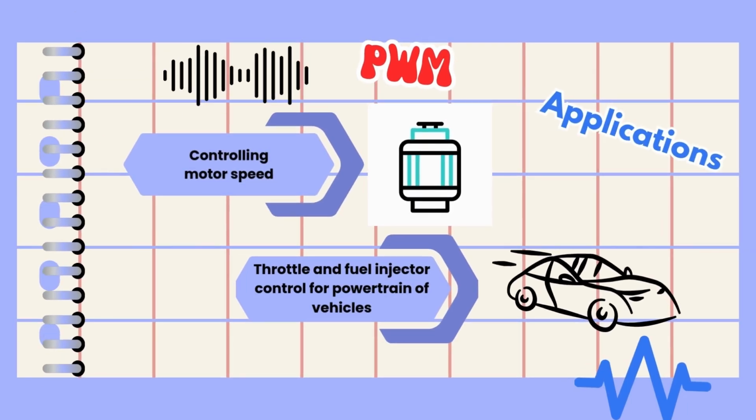Pulse width modulation is widely used in motor speed control by controlling the average amplitude of voltage within a short period of time. Also, the same theory goes to throttle and fuel injector to control the output volume of the fuel by the fuel pump.